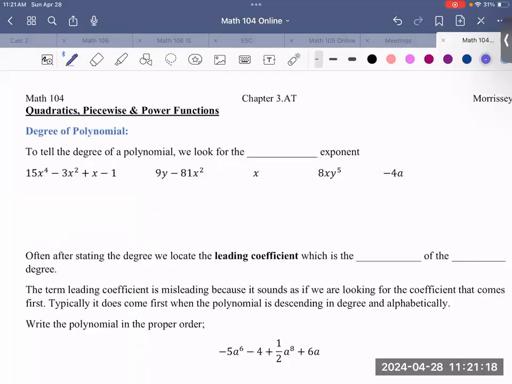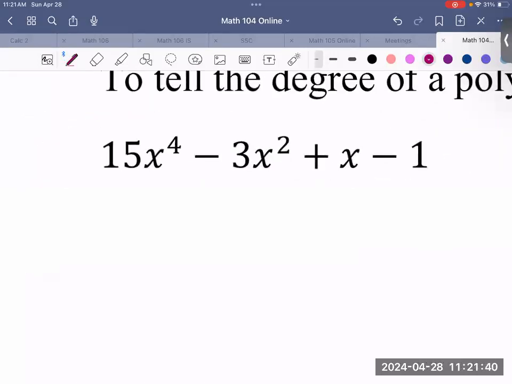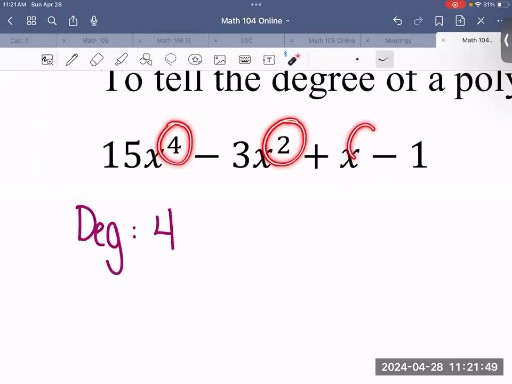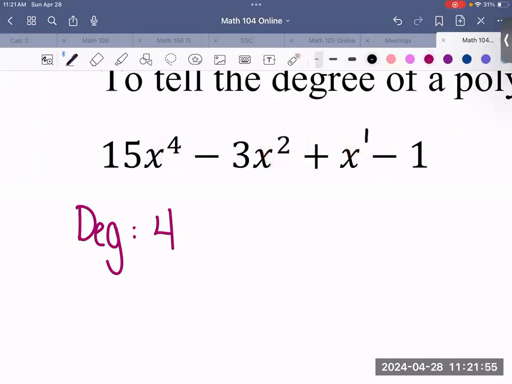So to tell the degree of a polynomial, we look for the highest exponent. So in the first view, can you determine what the highest exponent is? So in this one, we have the degree, which is 4. So 4 being the highest, we have 2. And technically, what do we have over here? Well, if we don't have an exponent exposed, it is technically a 1.